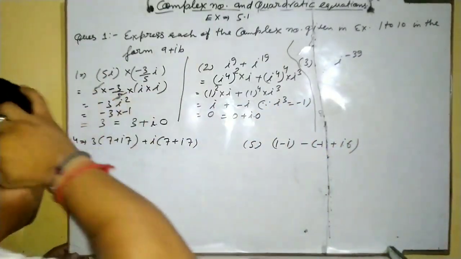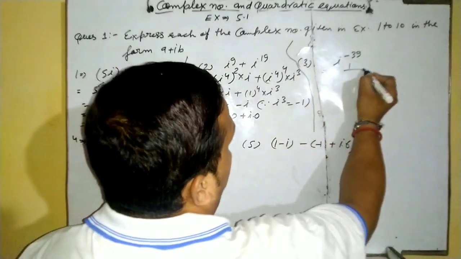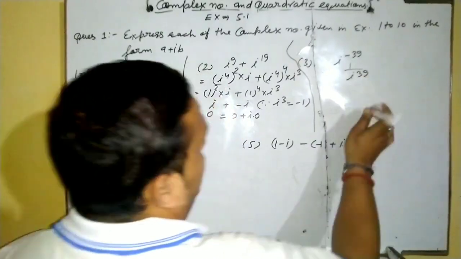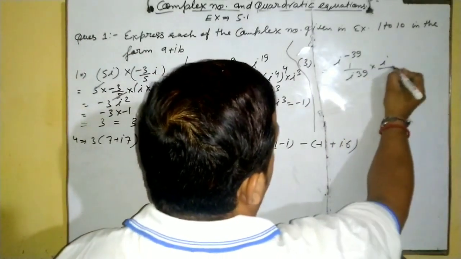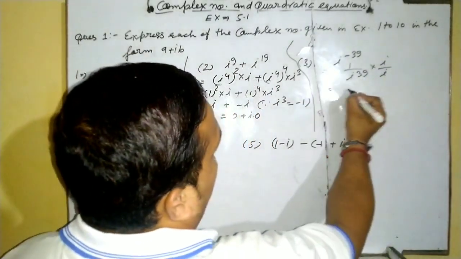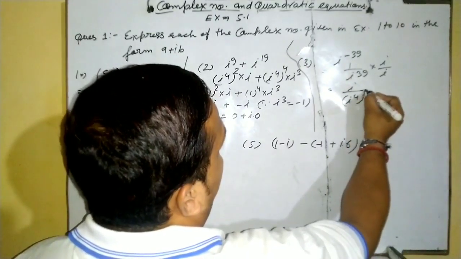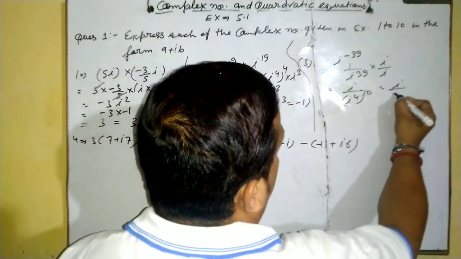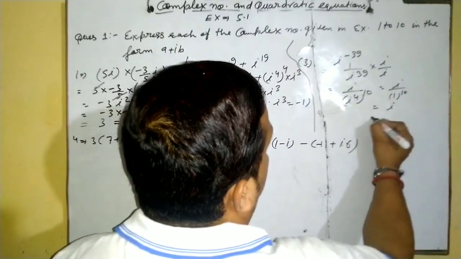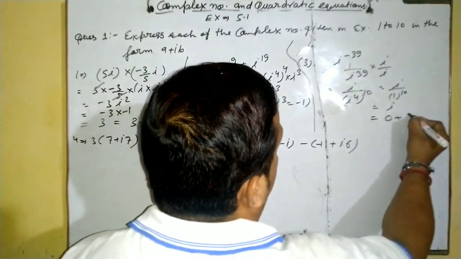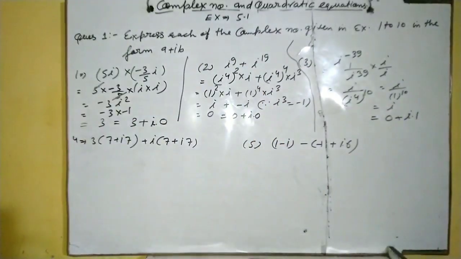Question number third: i to the power minus 39. Firstly we want to make the index positive, so this will be 1 upon i to the power 39. If we multiply by i, it becomes 40. Very easily you can solve. So multiplying numerator and denominator by i, this is i upon i to the power 40. You can write i to the power 4 to the whole power 10. So this will be i upon 1 to the power 10. It will be i, or you can write this as 0 plus i into 1.